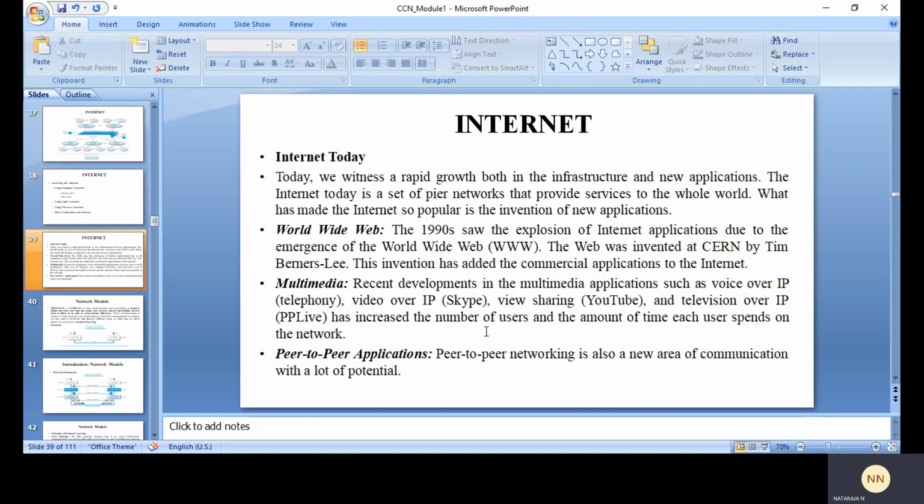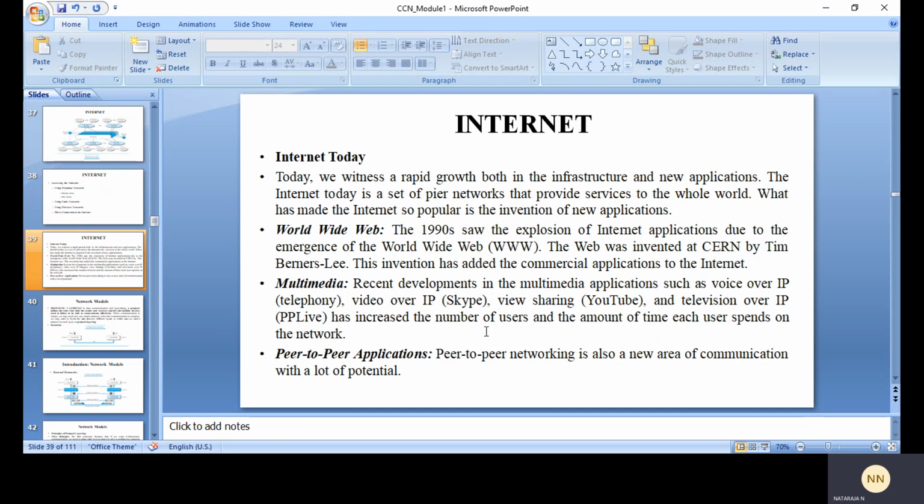And coming to how the internet is working nowadays, we are witnessing rapid growth both in the infrastructure and in new applications. The internet today is a set of peer networks that provide services to the whole world. What made the internet popular is the invention of a new application, which we call the World Wide Web. In the 1990s, we saw an explosion of internet applications due to the emergence of the World Wide Web. The World Wide Web, once invented, added commercial applications to the internet.